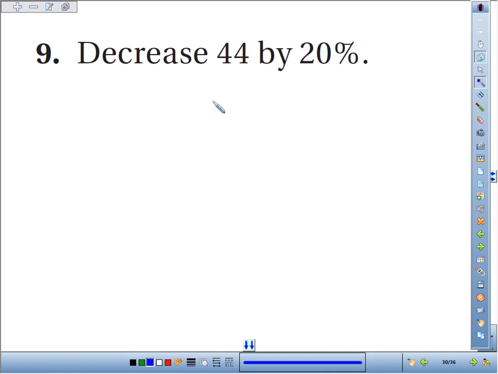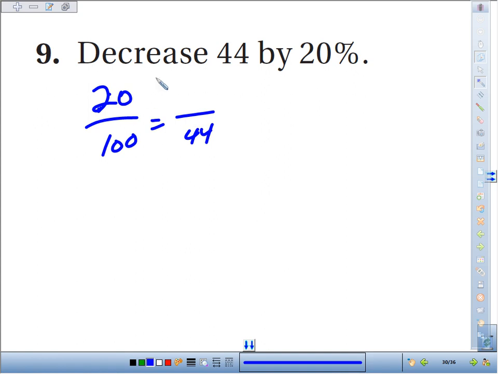Looking at a decrease example, decrease 44 by 20%. Well, you could figure out what 20% is. Maybe I'll do it the proportion way. There's 20% out of 44. Well, that's going to be 8.8. Well, if I know that 20% is 8.8, and I'm supposed to decrease 44 by that much, just take 44 minus the 8.8, and you're going to get 33.2.